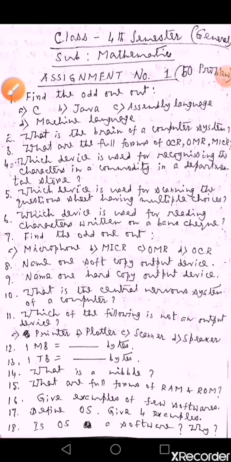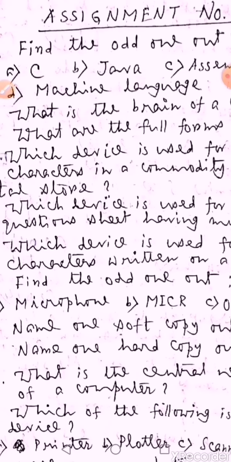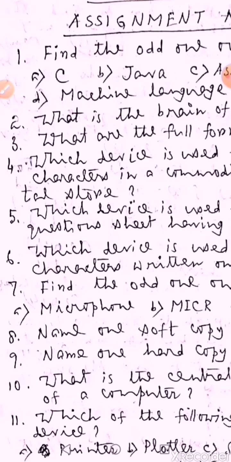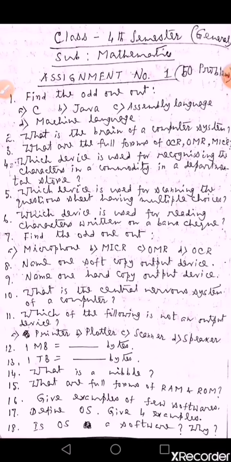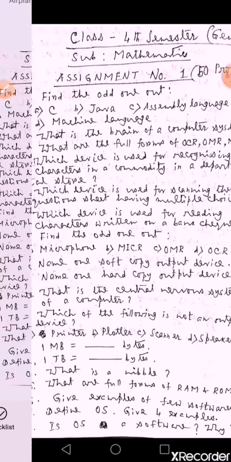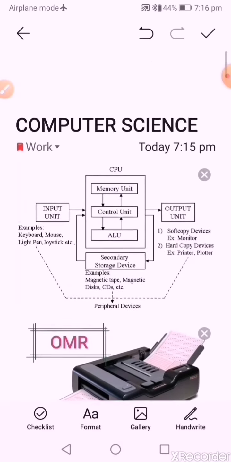Question number 4. Which device is used for recognizing the characters in a commodity in a departmental store? The answer is barcode reader.